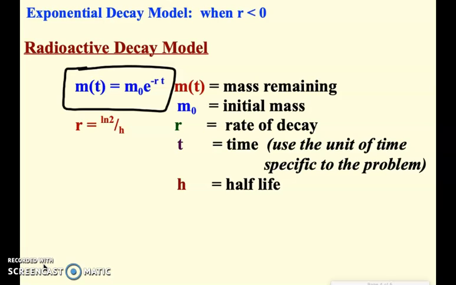So m of t is your mass remaining after a certain amount of time. M sub 0 is your initial mass, very similar to exponential growth. R is your rate of decay. T is also time specific to the problem.